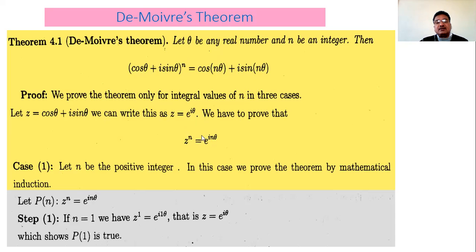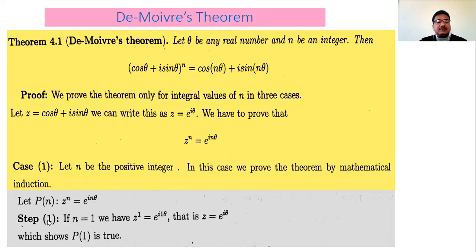Case number 1 is: n is a positive integer, that is, n is strictly greater than 0, or n is a natural number. In this case, we prove the theorem by mathematical induction. We denote this statement by Pn, and apply mathematical induction on n.